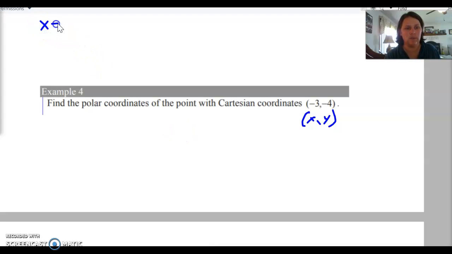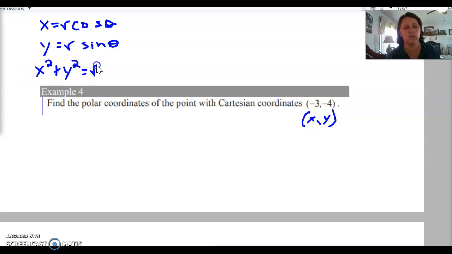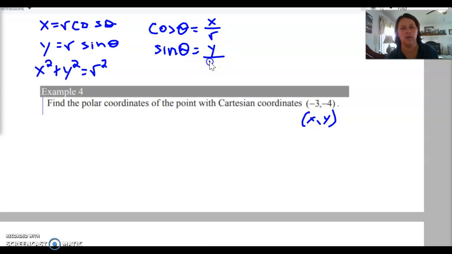So the equations that we have been given that we can use to convert are x equals r cosine theta and y equals r sine theta. We also have the equation x squared plus y squared equals r squared. So first thing, let's rewrite these equations a little bit better, because what we want to find is the theta out of these. We're going to need these two equations to find theta. So take cosine theta equals x over r, and sine theta equals y over r. So these are the equations we're going to use from Cartesian to polar.